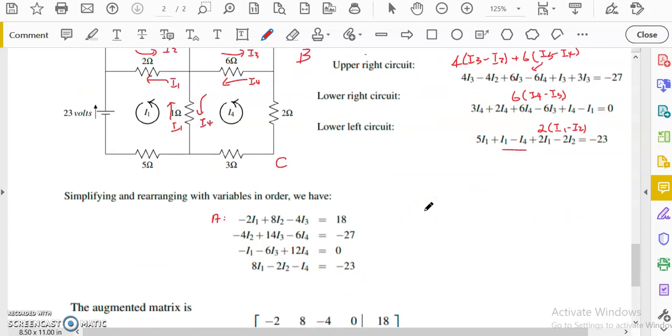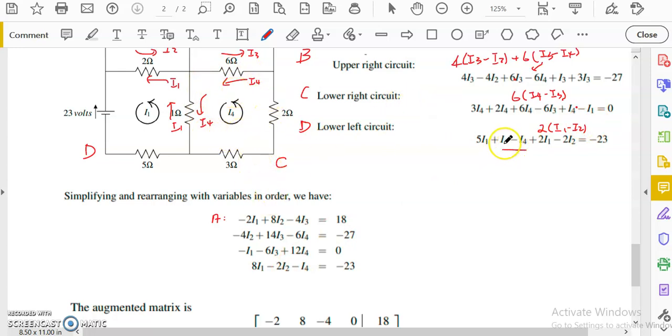So this is C, and then this is D. For C, we have an I1 at the end, so we move it to the front, -I1. There is a -6 I3. There's no I2. And there's a lot of I4 because this is the I4 loop: 1, 2, 3, 4, 5, plus 6 is 11, and another one, 12. The other side is 0 because there is no battery connected.